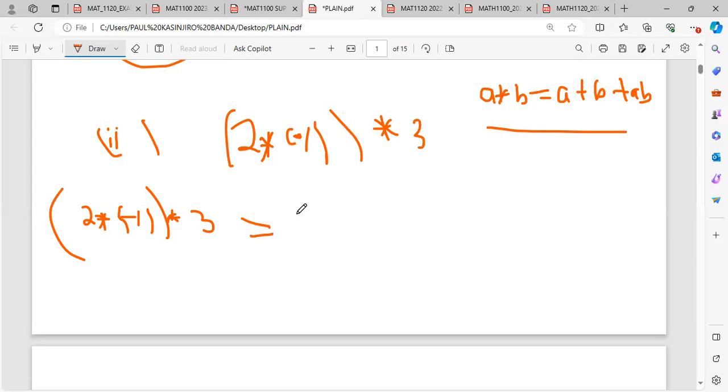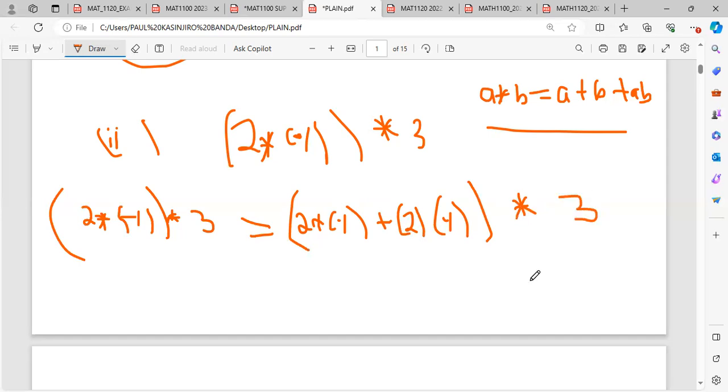Wherever there's A, we put 2. Wherever there's a B, we put -1. Then that plus, we multiply our A and our -1 there. Whatever answer we get here, we apply the operation again with 3, the one that is outside.